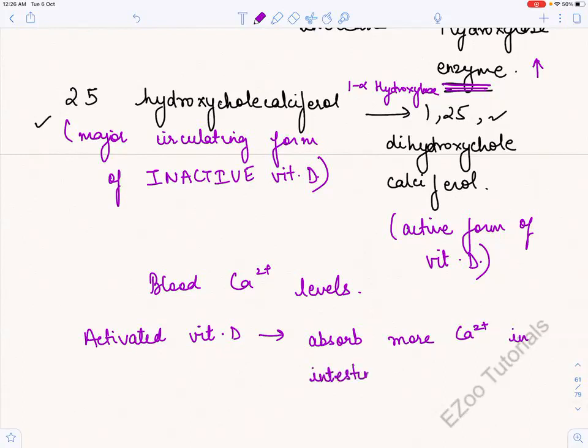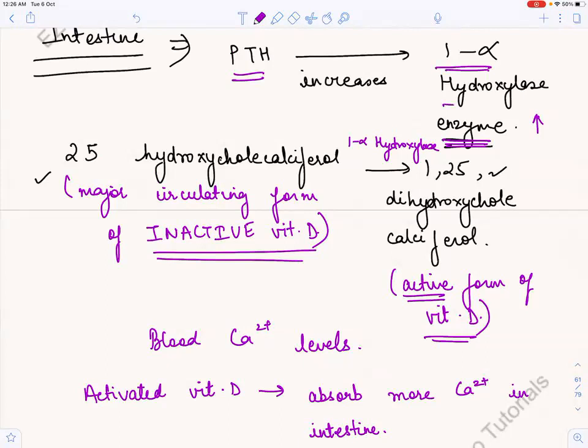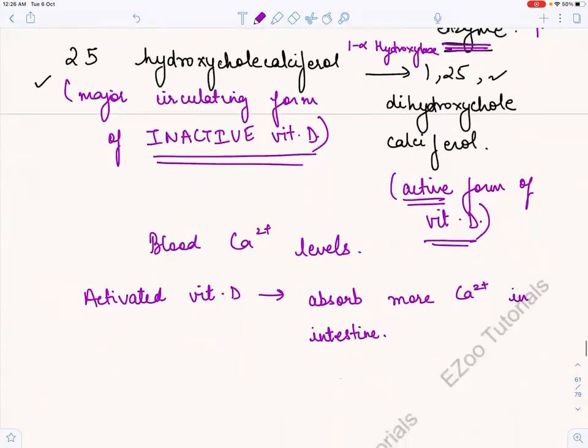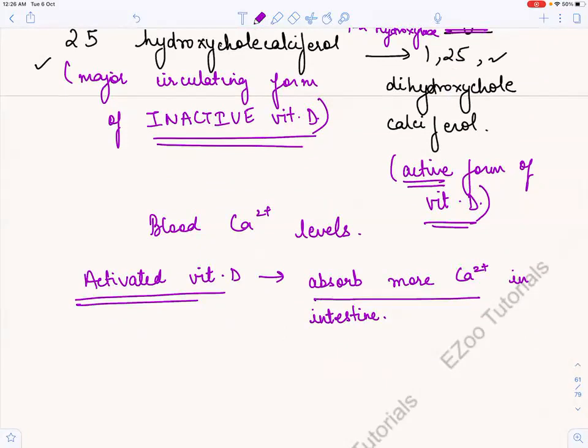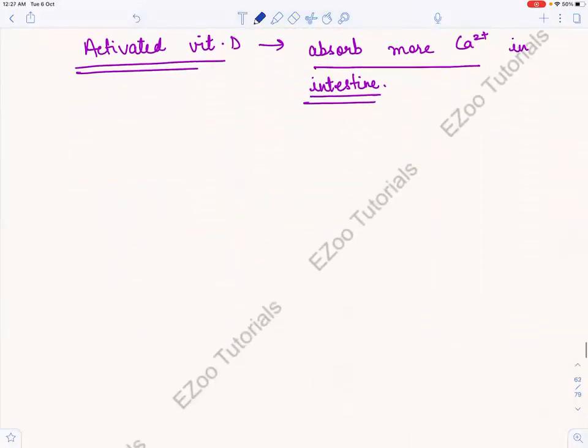So how parathormone is affecting the intestine is clear. It is converting 25 hydroxy cholecalciferol to 1,25 dihydroxy cholecalciferol, or easily you can say it is converting inactive vitamin D to the active form of vitamin D. PTH is increasing the activity of 1-alpha hydroxylase, which is catalyzing this reaction. When there is more activated vitamin D, there will be more absorption of calcium in the intestine. Now this whole portion is clear. Now let us see how it is controlled.